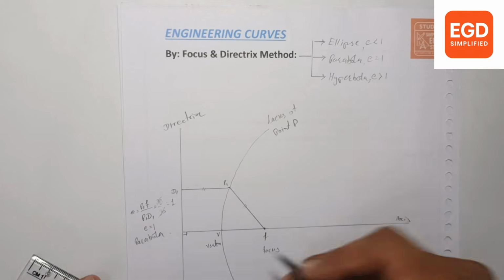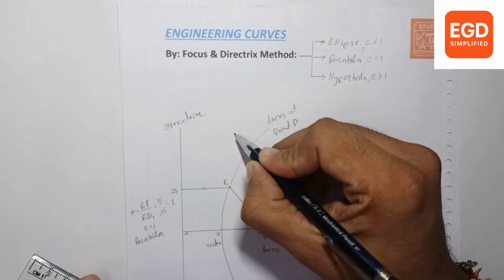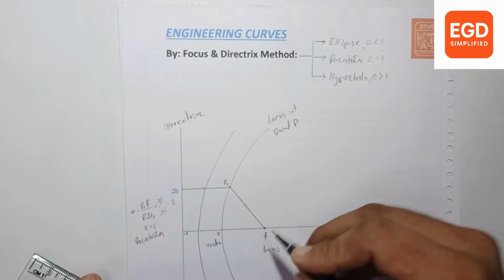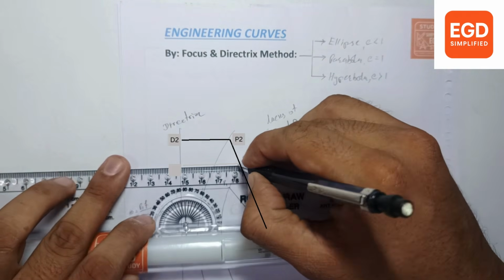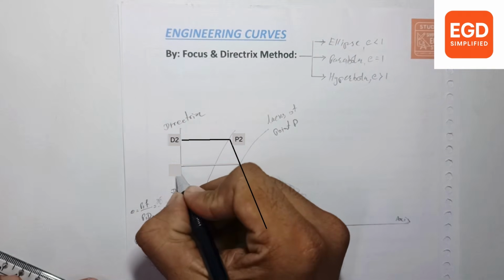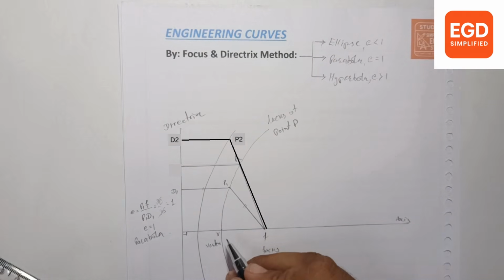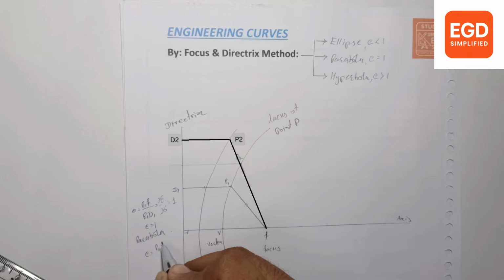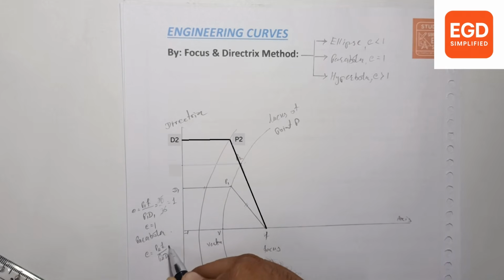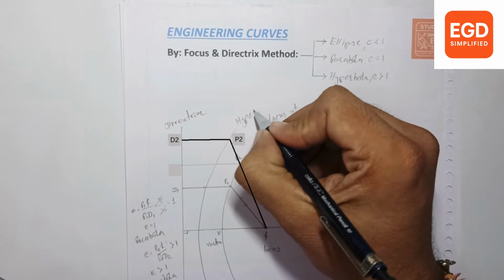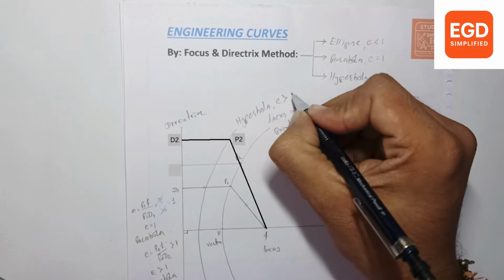Now suppose there is a point P which is traveling in such a way that its distance from the focus is higher than its distance from the directrix. Let's take the D2 point here, so E is equal to P2F upon P2D2. This distance P2F is higher, so the value will be greater than 1, which means the eccentricity is greater than 1. When the eccentricity is greater than 1, it is called a hyperbola. So this curve is a hyperbola having eccentricity greater than 1.